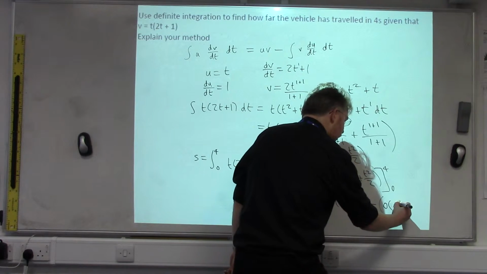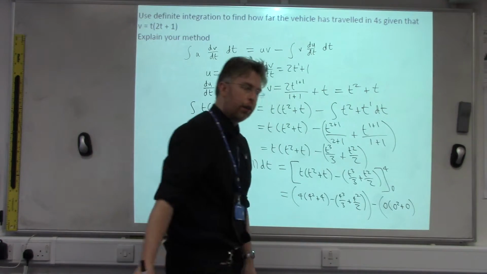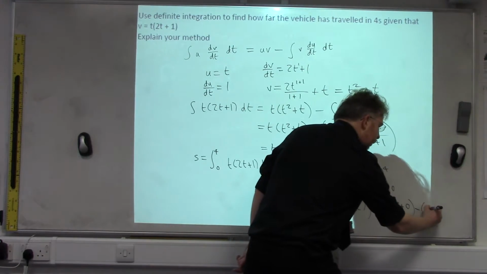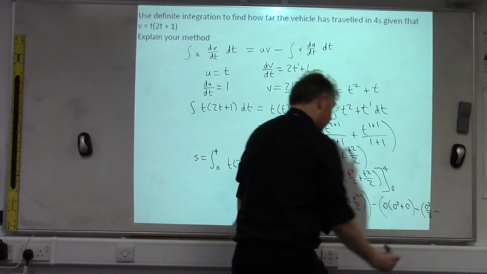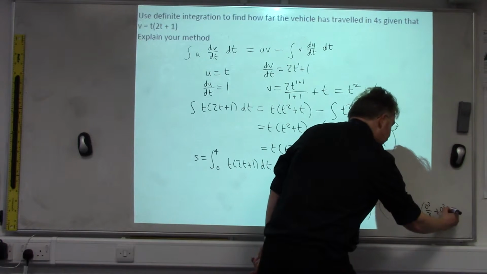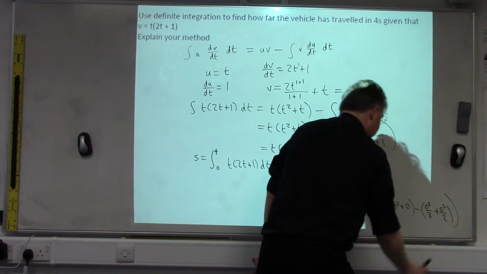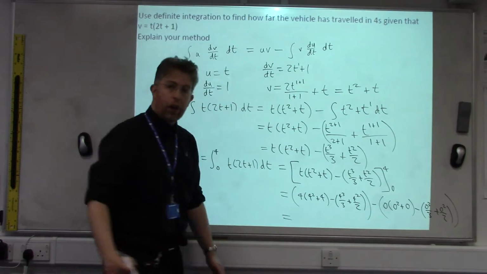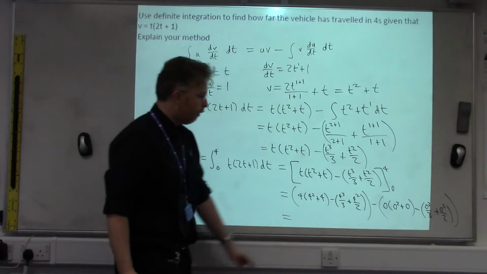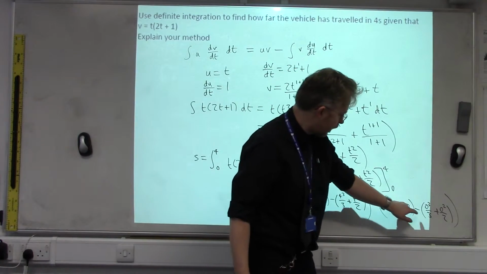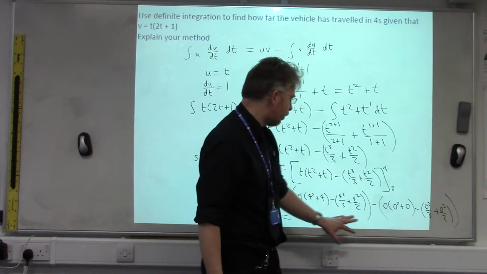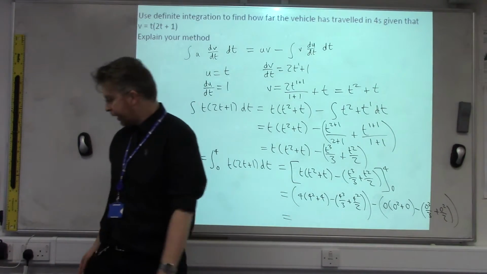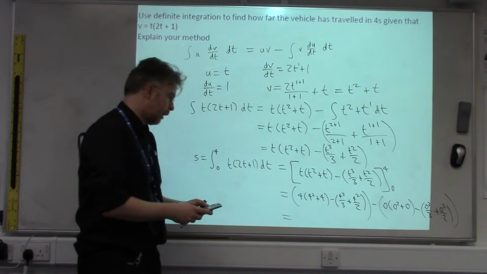So 0 times (0 squared plus 0), close that bracket, minus (0 cubed over 3, plus 0 squared over 2), close bracket, close this bracket. We stick all of that into the calculator, we get an answer. Fortunately, this bit, 0, 0, 0, 0, 0, all of that will be equal to 0, so we only really need to put the first big bracket into the calculator.